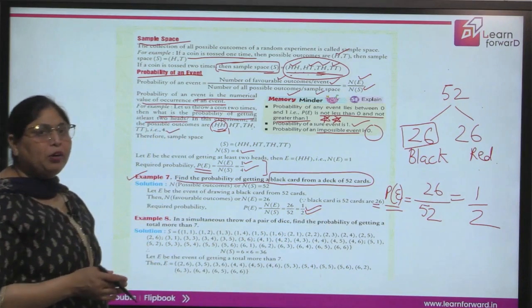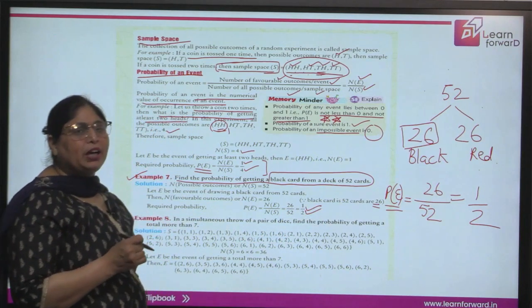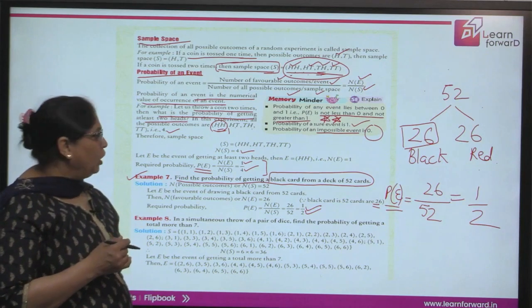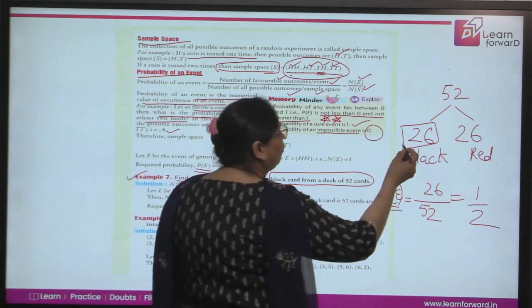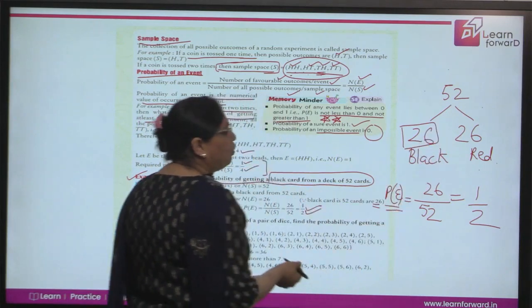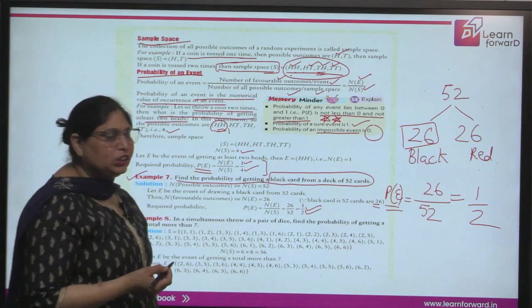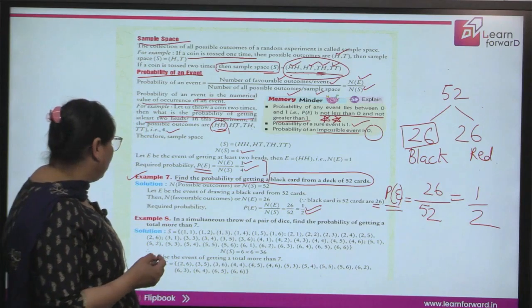The total number of cards is 52, the number of black cards is 26 and the number of red cards is also 26. Total number of cards is 52. So the probability of getting a black card is 26 upon 52, that is 1 upon 2.